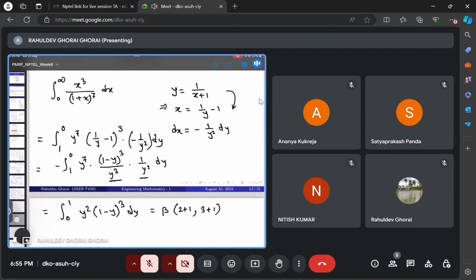Yeah, can you see my slide? I just got disconnected from my recorder. So yeah, now it's fine.